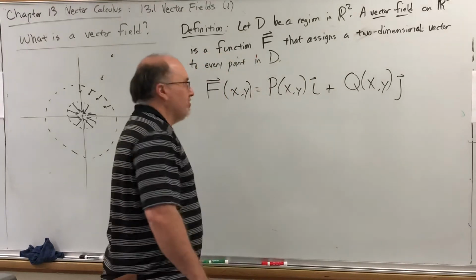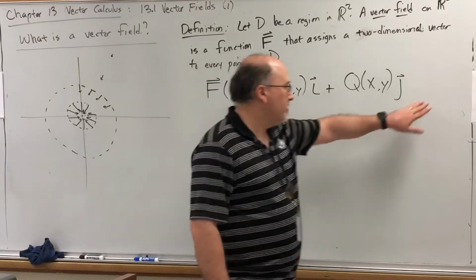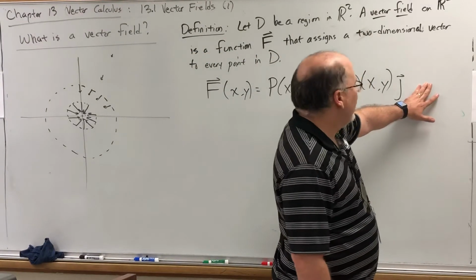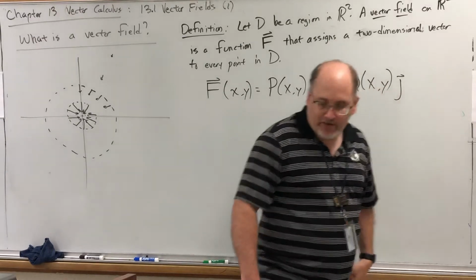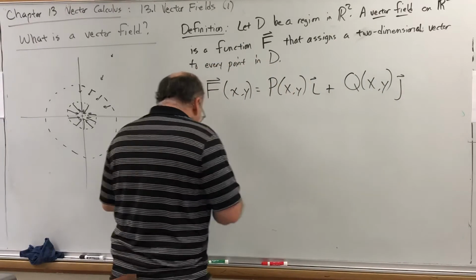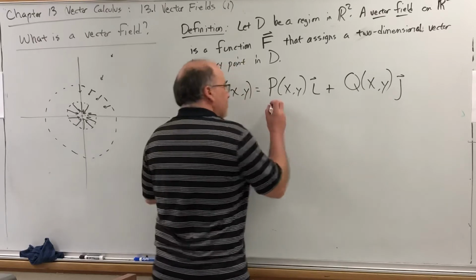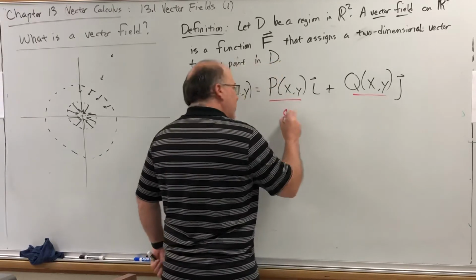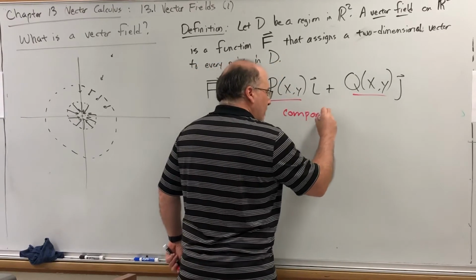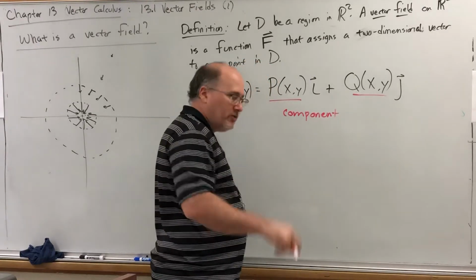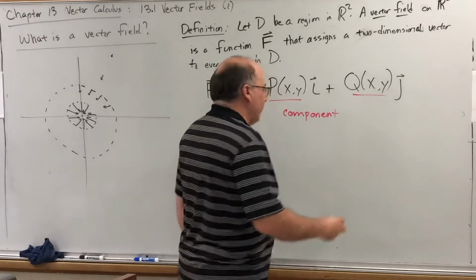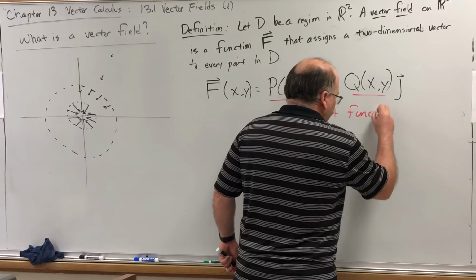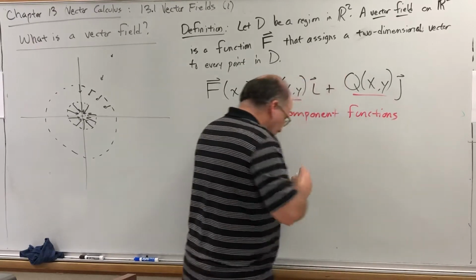When we stretch this out to 3 dimensions shortly, we'll append a third function, we'll call it capital R, and it will be the component for k. Speaking of components, these functions are called the component functions. A component is just a part of a vector when you write it, well, in component form.